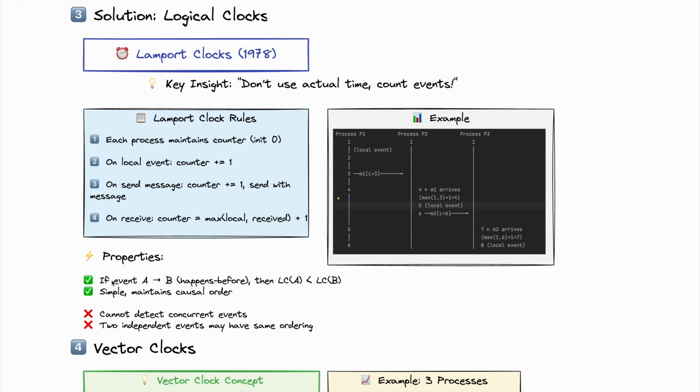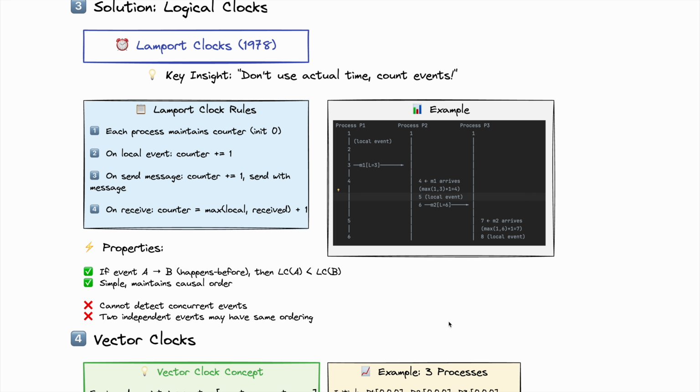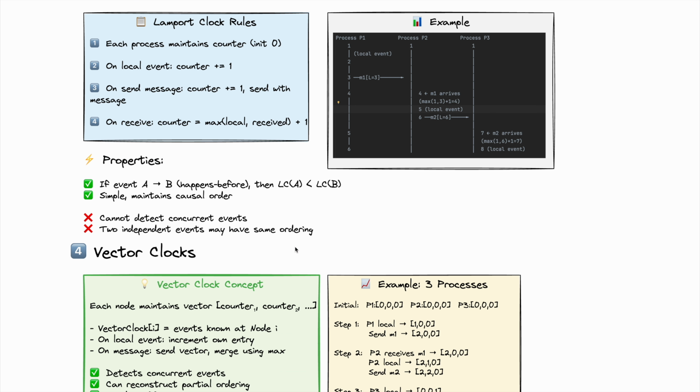What are the advantages of using the Lamport clock? The first one is that it maintains the happens-before rule, which means that if A happened before B, then the Lamport clock of A is less than the Lamport clock of B. And it's simple and it maintains the order. What are the disadvantages? It cannot detect concurrent events, and two independent events may have the same ordering.